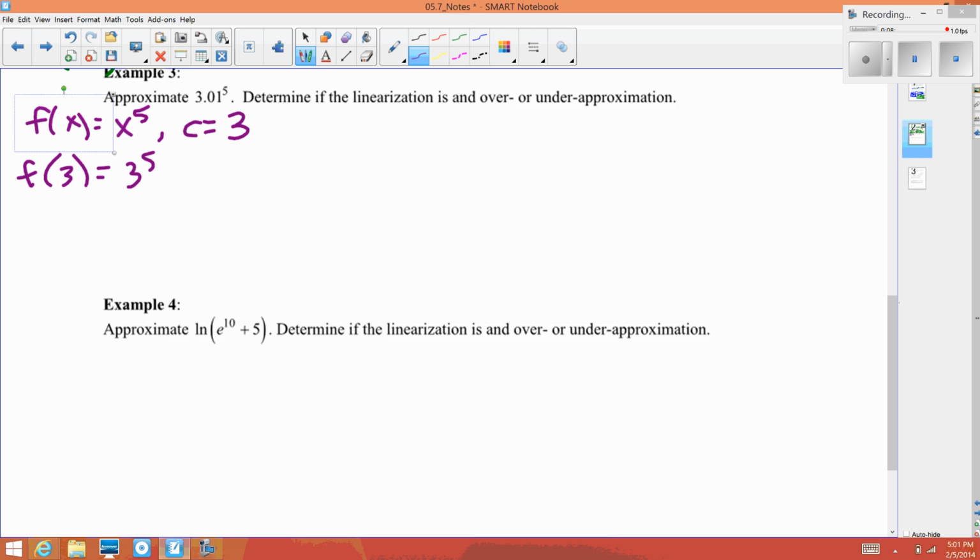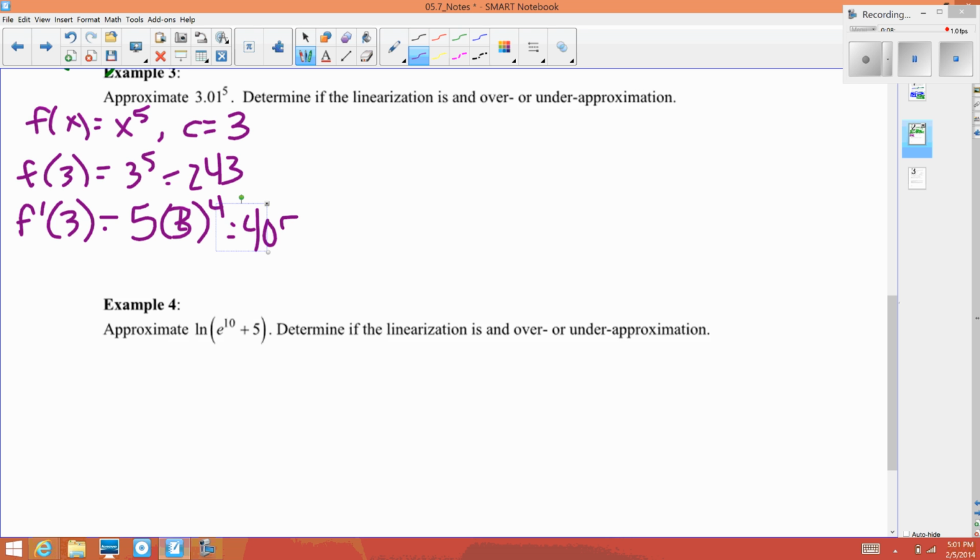Okay, 3 to the 5th equals 243. I'm sure you all have that memorized. F prime of 3, that'll be 5 times 3 to the 4th. And then that's, what, 405? Okay, so now I can write my equation. Y equals 243 plus 405 times x minus 3. And we're going to call that the linearization of our function.